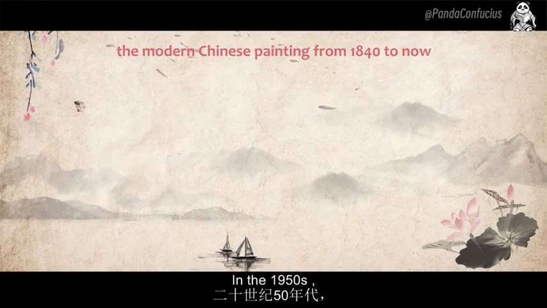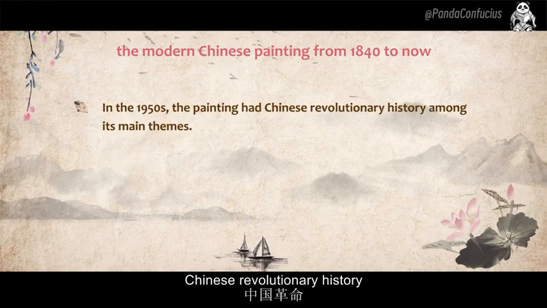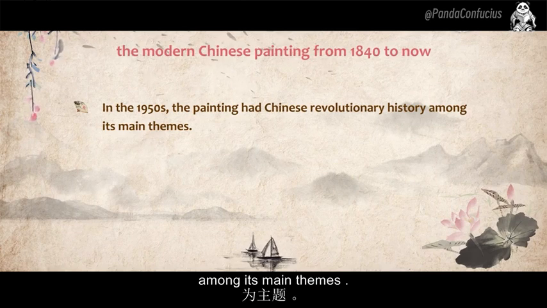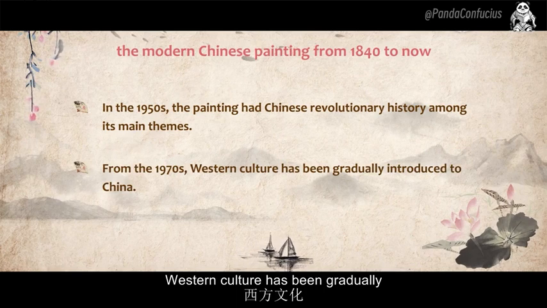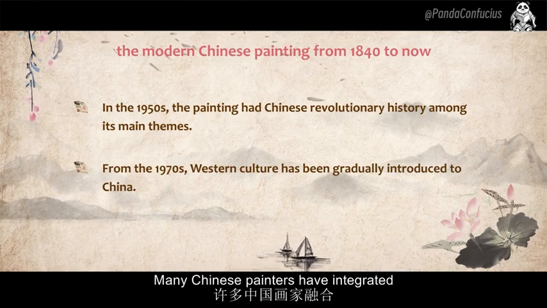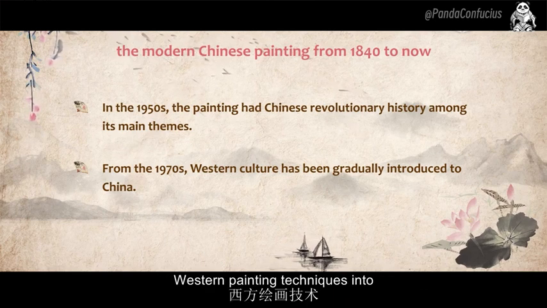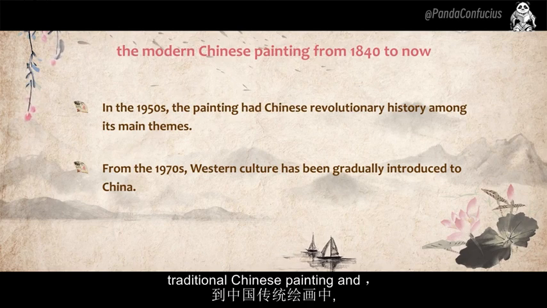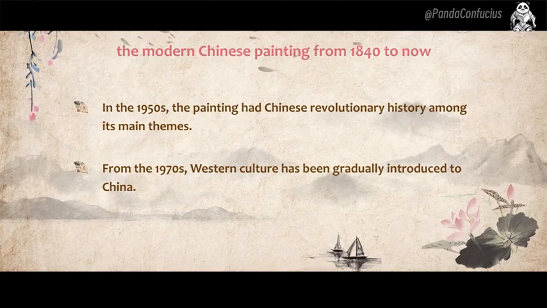In the 1950s, painting had Chinese revolutionary history among its main themes. From the 1970s, Western culture has been gradually introduced to China. Many Chinese painters have integrated Western painting techniques into traditional Chinese painting and created many great works with varied styles.